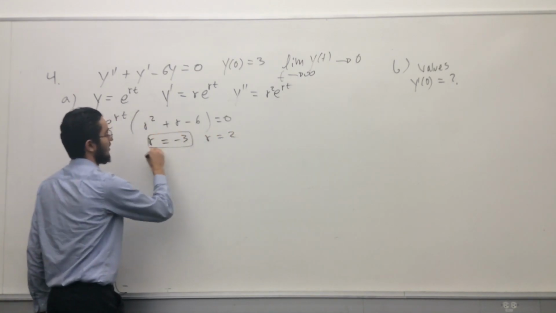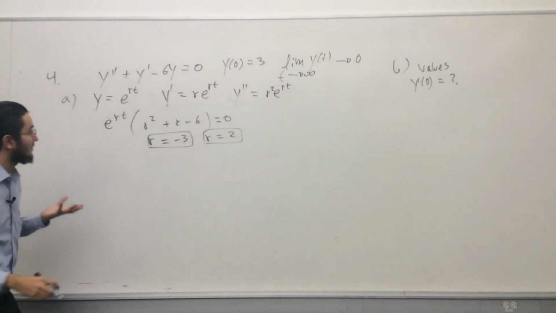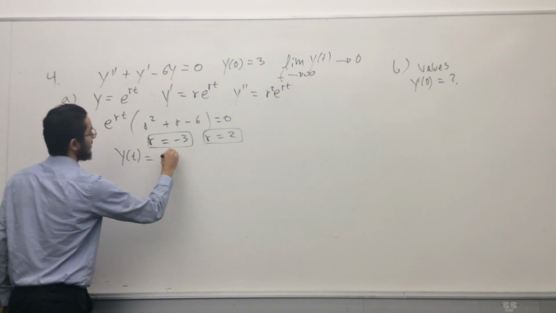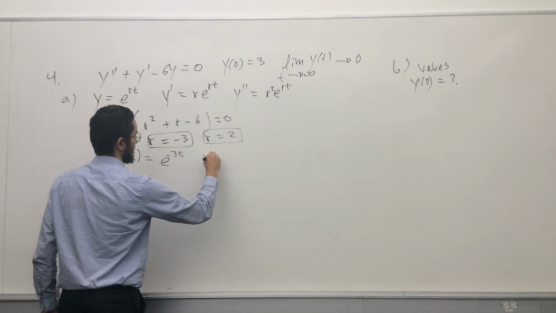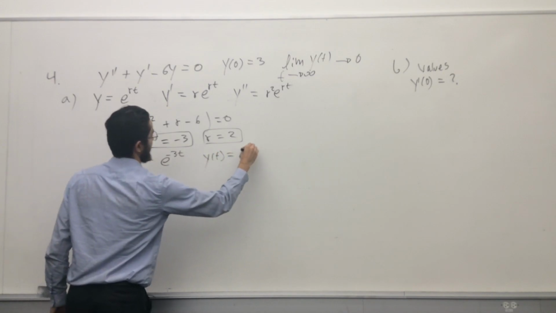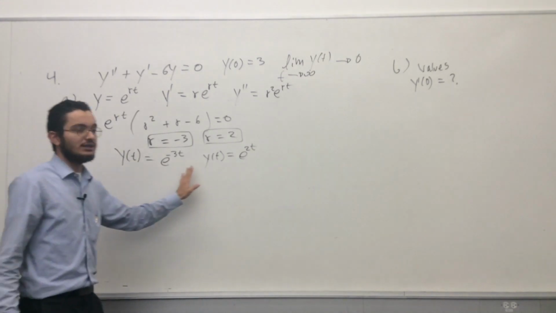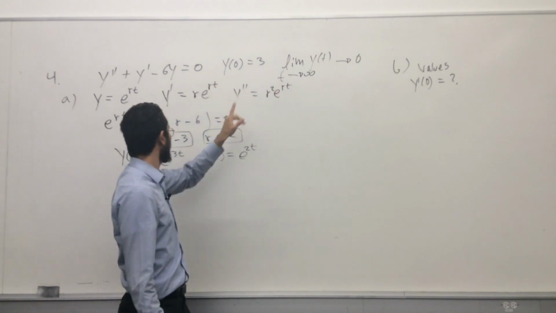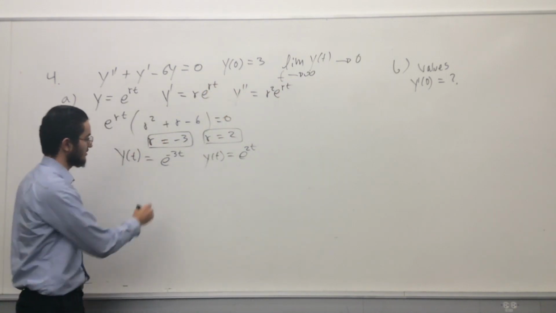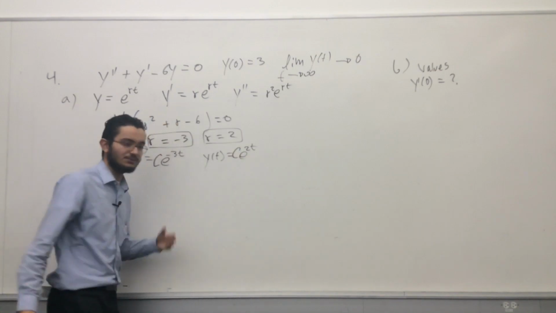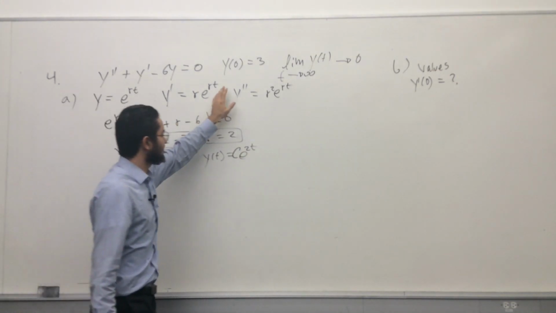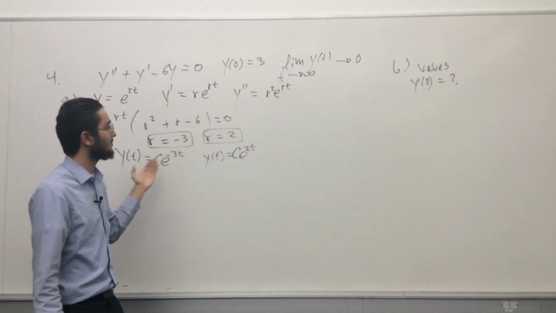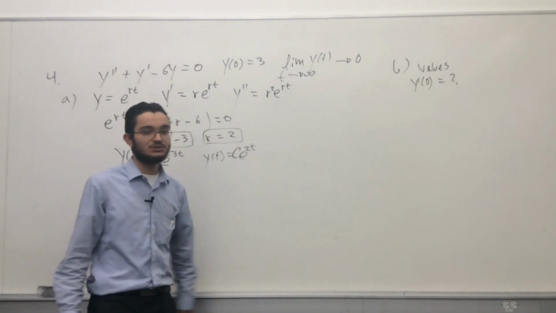Okay, so those are our two values of r, which means that we have two solutions to this differential equation. So y of t will be equal to e to the negative 3t, and y of t is also equal to e to the 2t, okay? But now we have to make sure that these solutions agree with these conditions. With the initial problem, and of course, there's a constant c over here, right? A constant of integration, don't forget the constant of integration. So we have the initial value problem, y of 0 equals 3, and the limit of this function as t goes to infinity approaches 0.